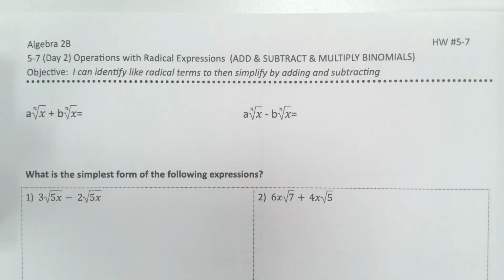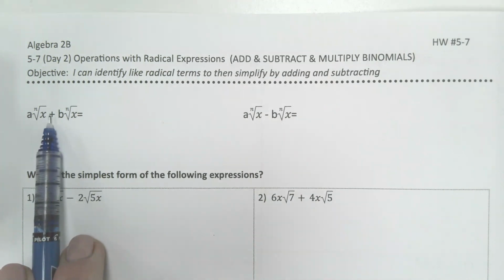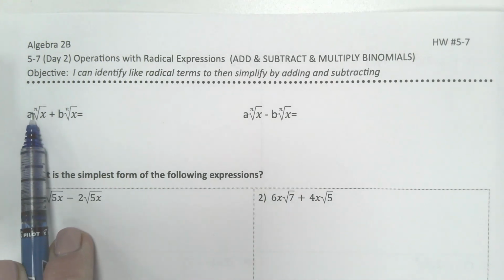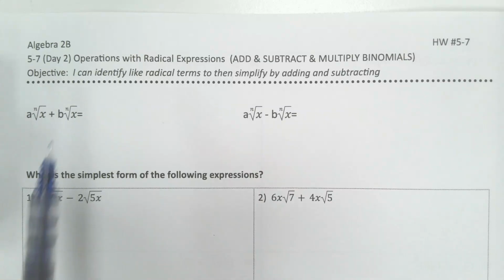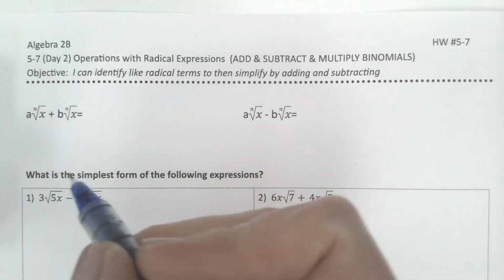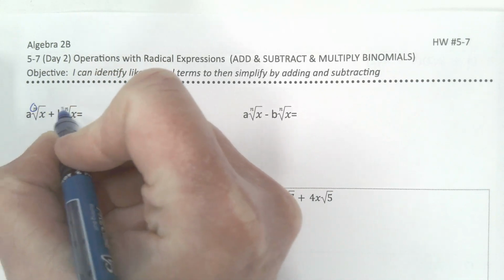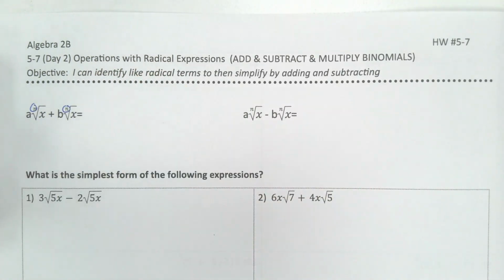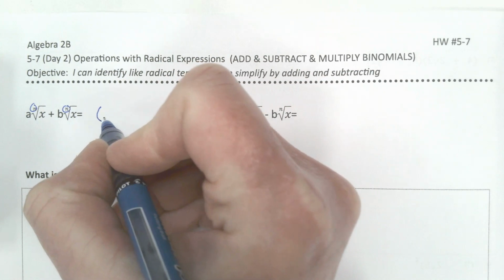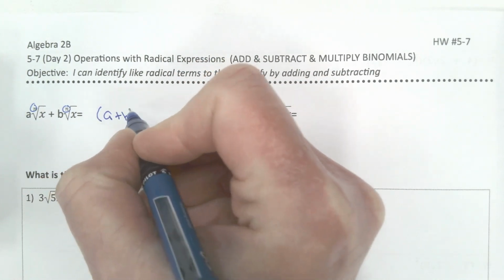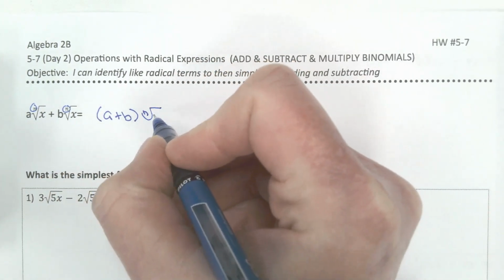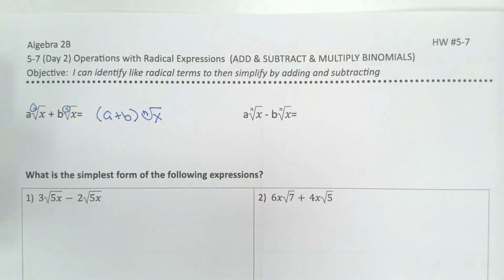Hey Algebra 2, today I'm going to teach you how to simplify radicals. So we're going to have addition and subtraction that are happening today. And so if you look over here, I have a times the nth root of x plus b times the nth root of x. And so as long as those indexes right there are the same, you could rewrite this as the quantity a plus b times the nth root of x.